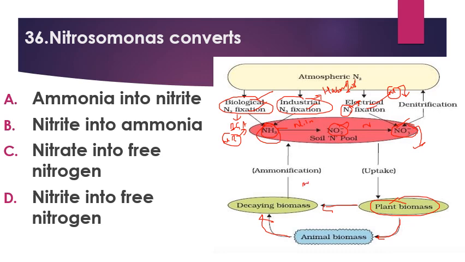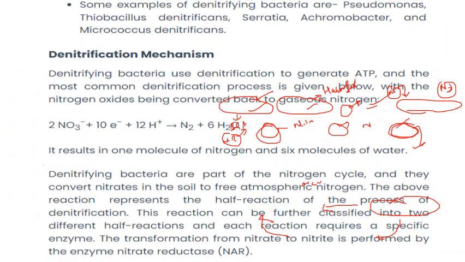It is again carried out by some microbes that help in disintegration or decomposition of living bodies after their death, and this process is called ammonification. Then finally this nitrate can be converted back into nitrogen, and this process is known as denitrification, and it is carried out by again some bacteria like Pseudomonas and Thiobacillus.